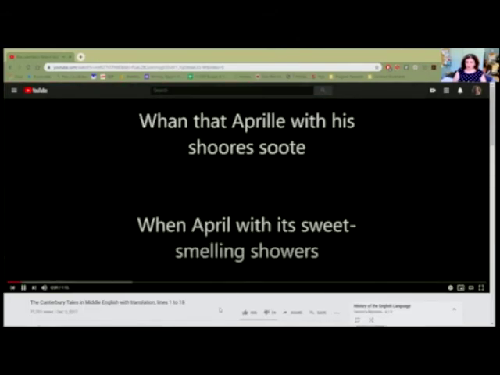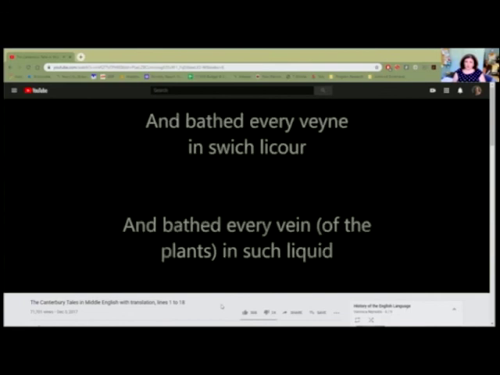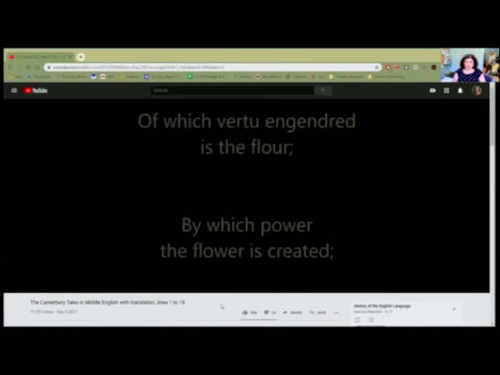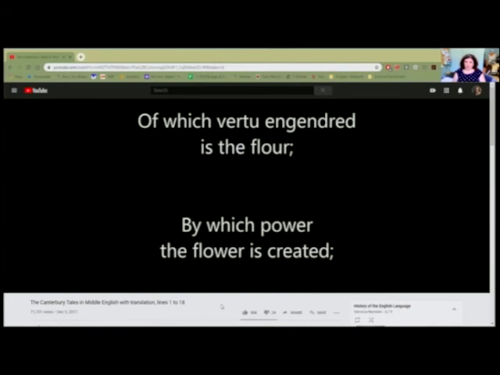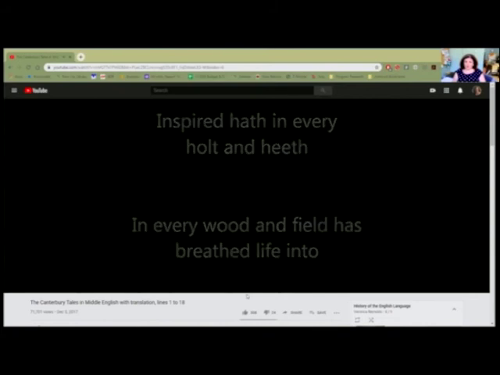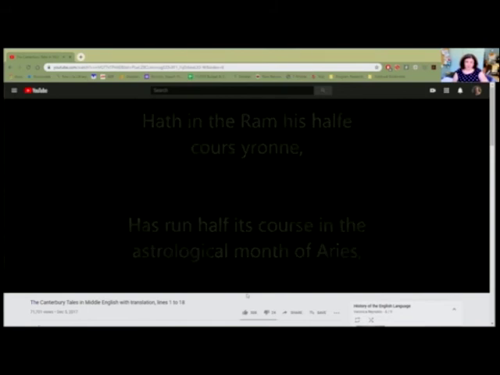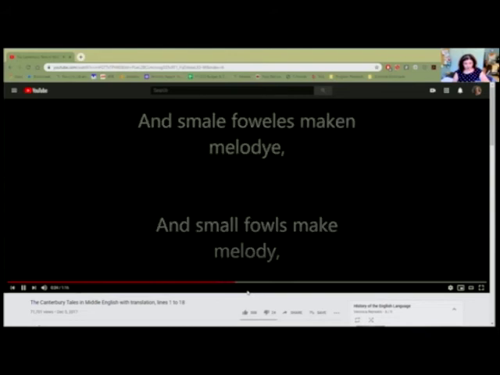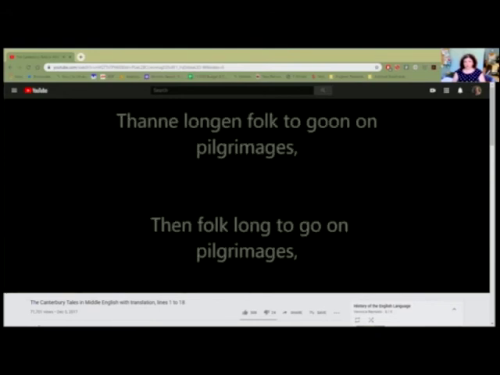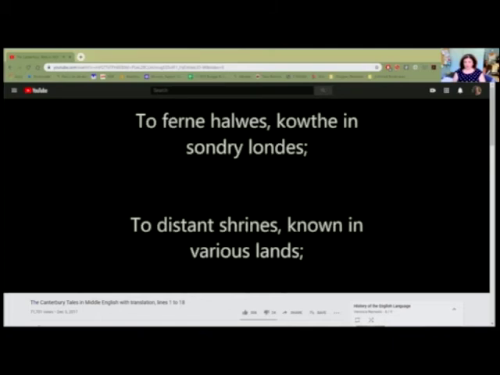When that April with his showers soote, the drought of March hath pierced to the root, and bathed every vein in swich licour, of which virtue engendered is the flower. When Zephyrus eek with his sweete breath inspired hath in every holt and heath the tender croppes, and the young sun hath in the Ram his half course run, and smale fowles maken melodye, that slepen all the night with open eye, so priketh hem Nature in hir corages, than longen folk to goon on pilgrimages.